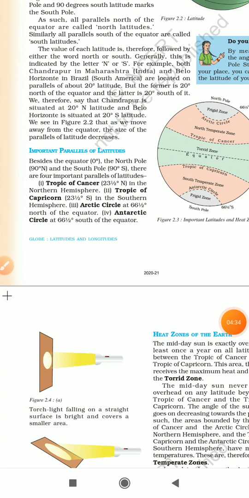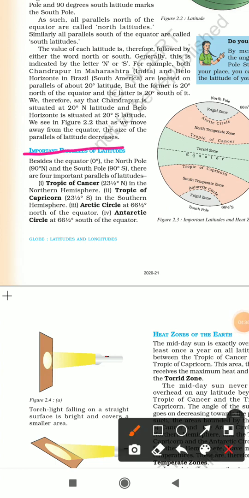Now, there are certain important parallels of latitudes besides equator, which is 0-degree, the North Pole 90-degree north and South Pole 90-degree south. There are 4 important parallels of latitude. The first is Tropic of Cancer, which is 23.5 degree north in the northern hemisphere. Second is Tropic of Capricorn, 23.5 degrees south in the southern hemisphere. Arctic Circle is at 66.5 degrees north of the equator, and Antarctic Circle at 66.5 degrees south of the equator.